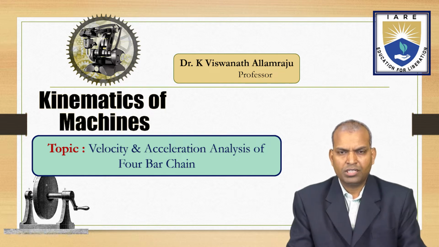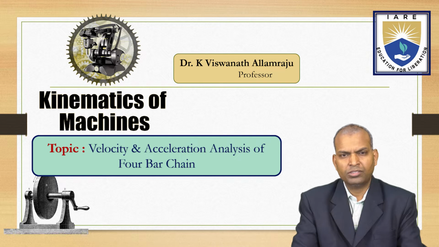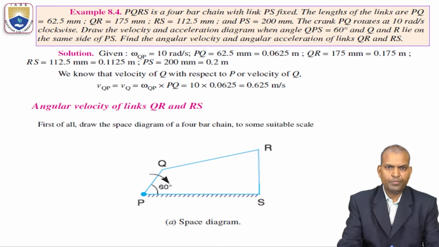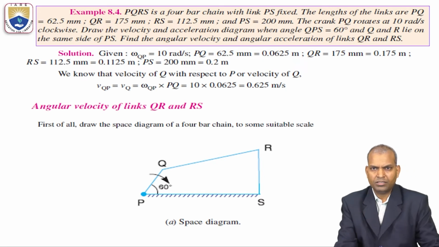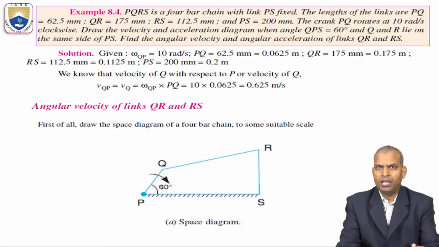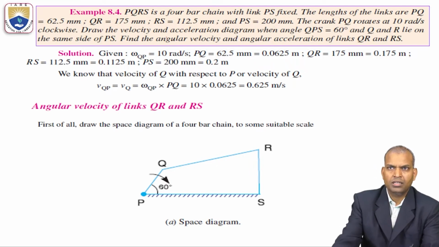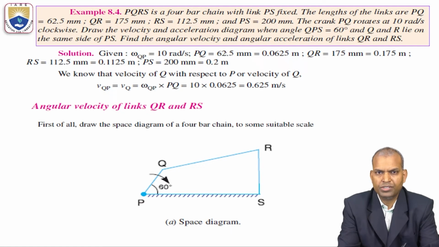Today in this session we are going to study the velocity and acceleration analysis of a 4-bar chain by taking an example. This is the example I consider from one of the standard textbooks. So here PQRS is a 4-bar chain, with the link PS fixed.